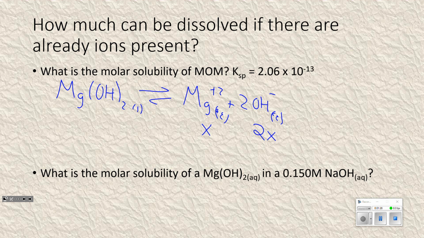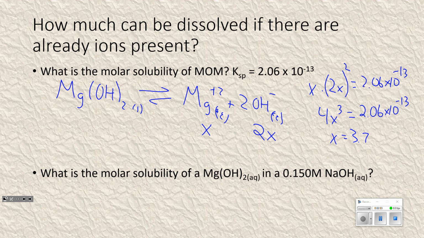Now remember, when we would set this up, it'd be X times 2X squared, because we always have to raise it to its stoichiometric coefficient. X times 2X squared equals 2.06 times 10 to the negative 13. This is the same as 4X cubed. So if I divide by 4, if I take the cubed root, I get 3.72 times 10 to the negative 5th molar.